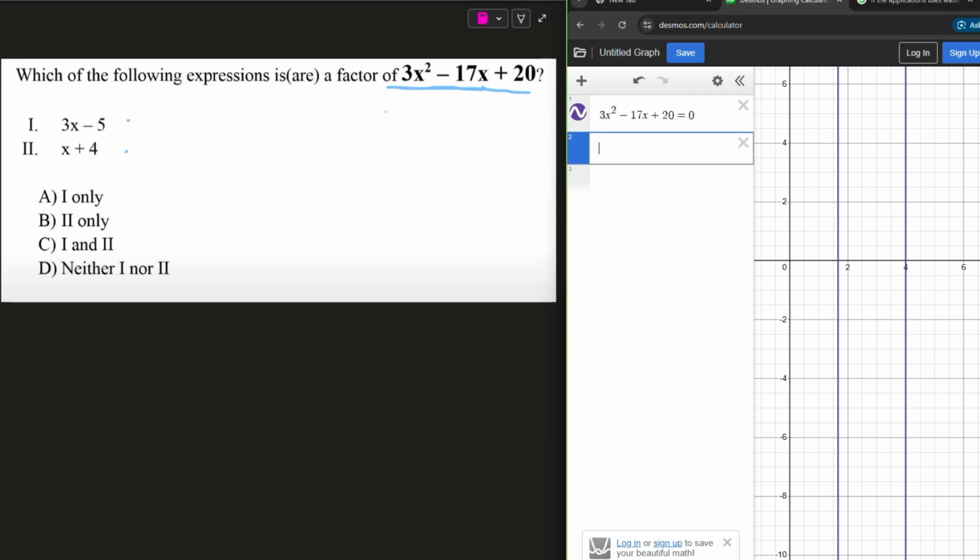And now what we can do is we can actually plug in the first and the second options. Let's plug in, for example, the first option, and please make sure to equalize it to zero.